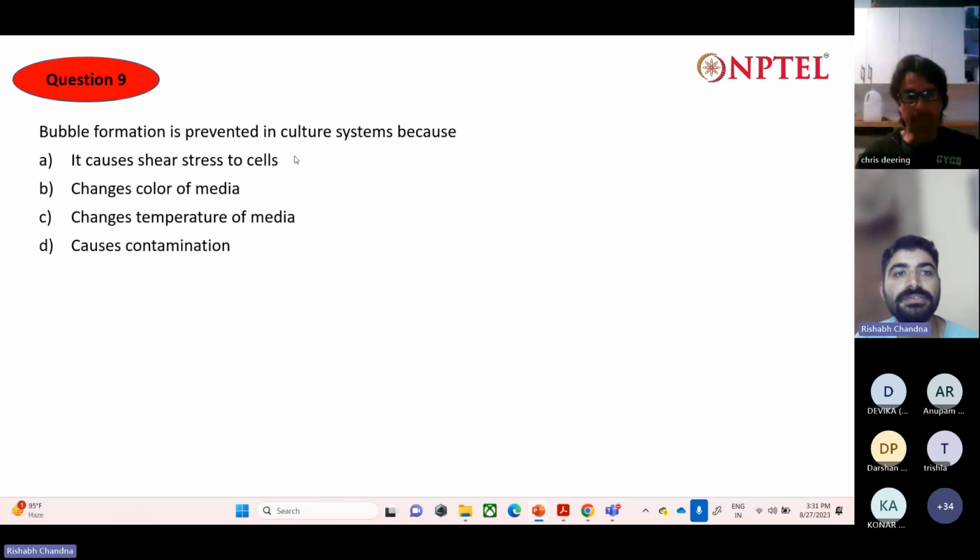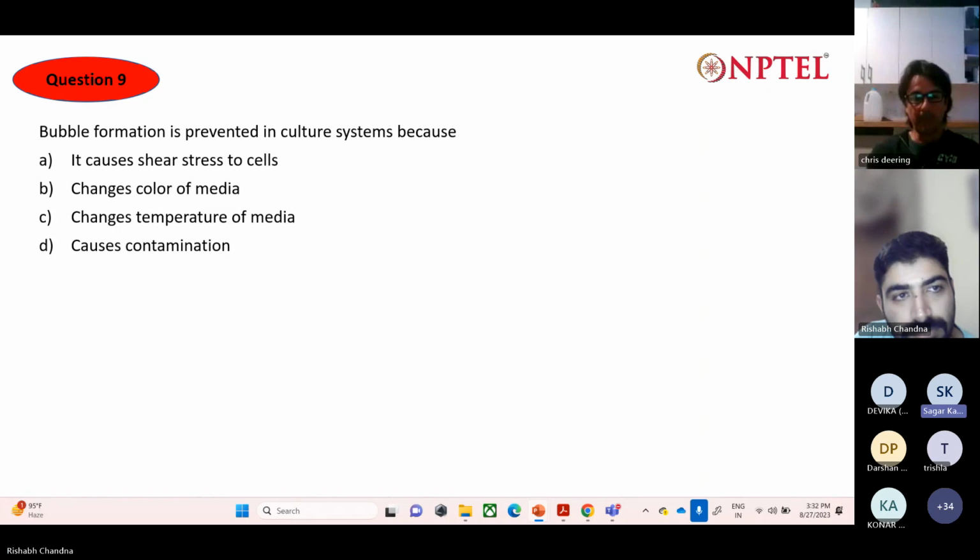Bubble formation is prevented in culture systems because it causes shear stress to cells, changes color of the media, changes temperature of media, or causes contamination. So can anybody take a guess? Changing temperature of media. Causes contamination. Any more guesses? Option A.